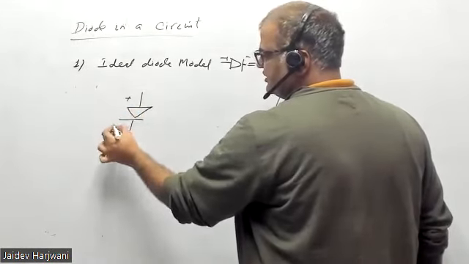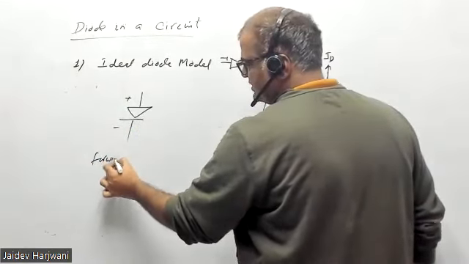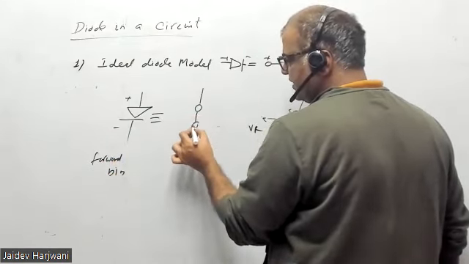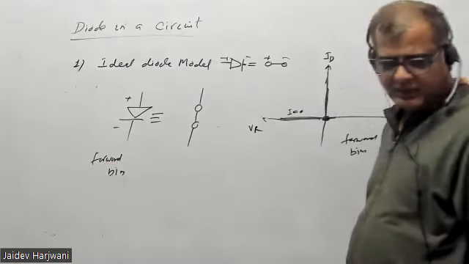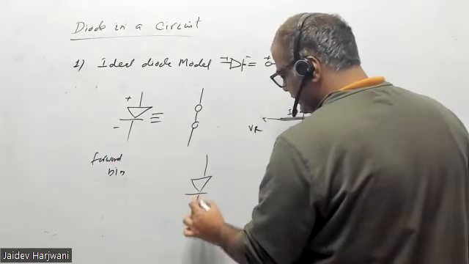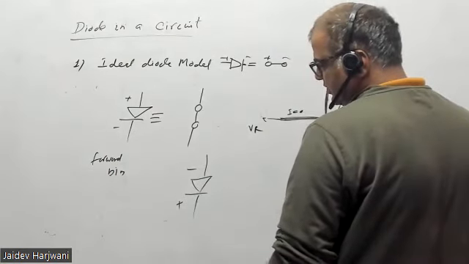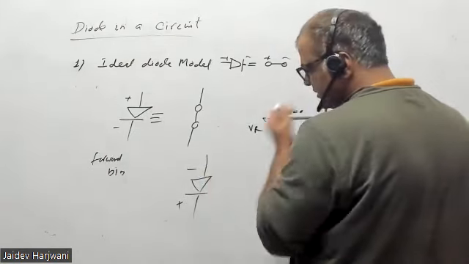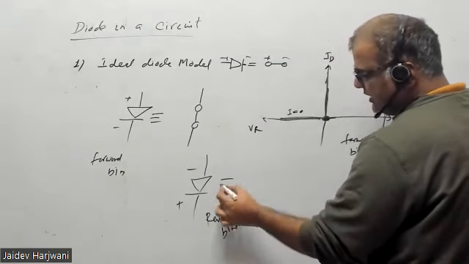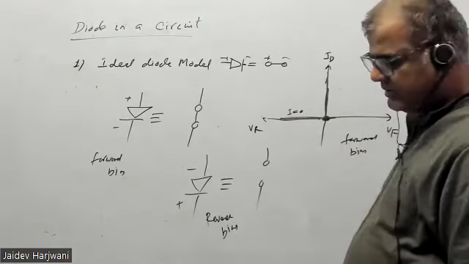You have a diode, this one. If this side is slightly positive compared to this one, that is called forward bias. And in the circuit, this forward bias diode can be replaced by a short circuit. But if across the diode this part is negative and this part is positive, this part has higher voltage compared to this one, this is called reverse bias. In that case, the diode will behave like an open circuit. That you have to remember.